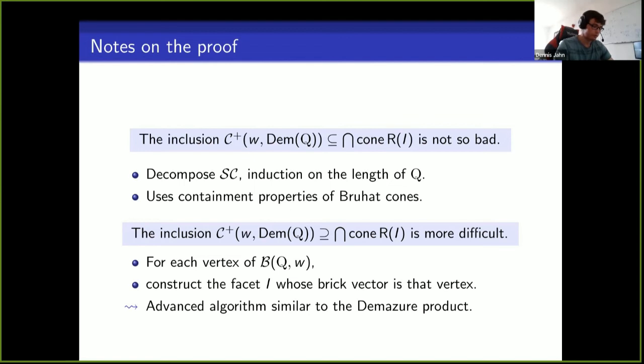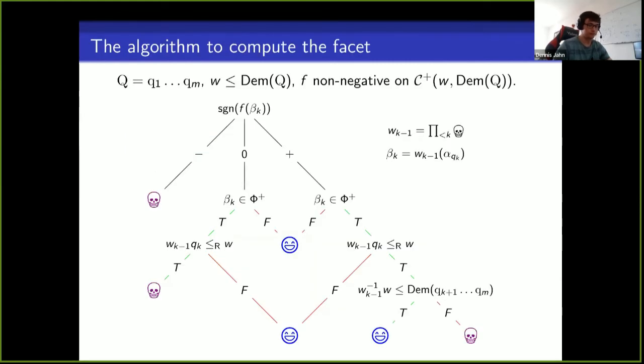And here we have to, for some reason, if we have given a vertex of the brick polytope, we need to compute the facet that corresponds to that vertex. And this yields an algorithm similar to the Demazure product you've seen in the beginning. And I won't go into any details. This is the algorithm. The idea is the same as before. We go through the word from left to right, and for each generator, we decide whether we want to put it into our facet. This corresponds to the smiley face cases in this picture. Or if we want to throw it away, this corresponds to the skull cases here.